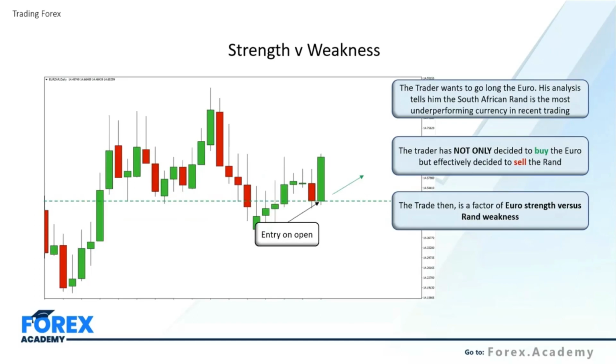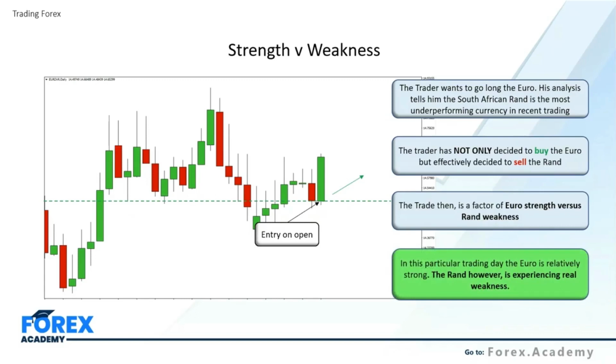Let's take another example here. We have the euro against the South African rand, or ZAR. The trader wants to go long the euro. His analysis tells him the South African rand is the most underperforming currency in recent trading. The trader has not only decided again to buy the euro, but effectively decided to sell the rand. Again, a totally different dimension to trading these markets in terms of strength and weakness. The trade then is a factor of euro strength versus rand weakness.